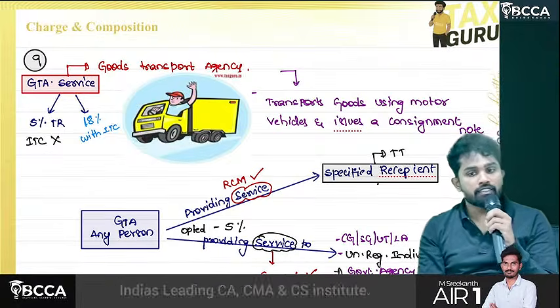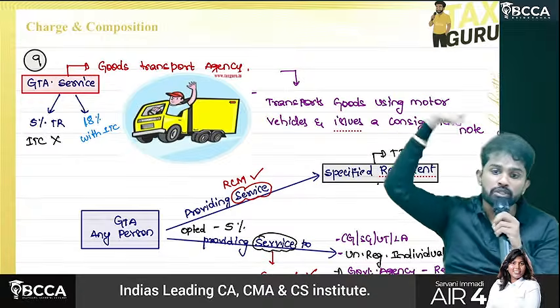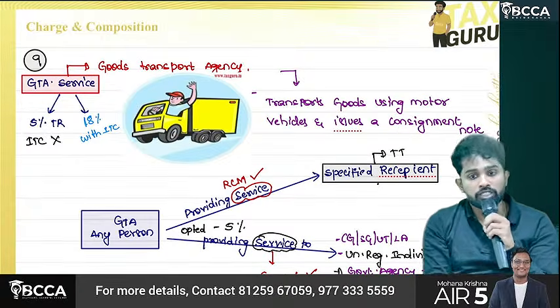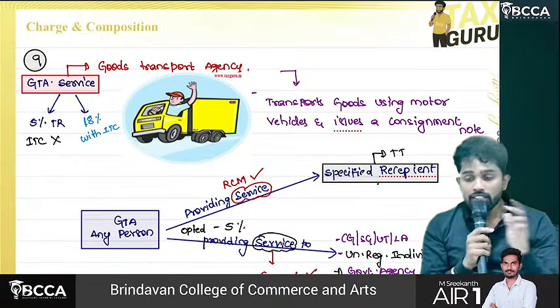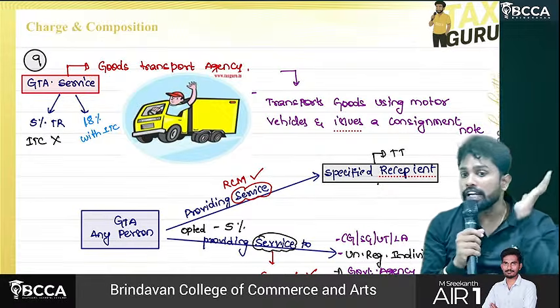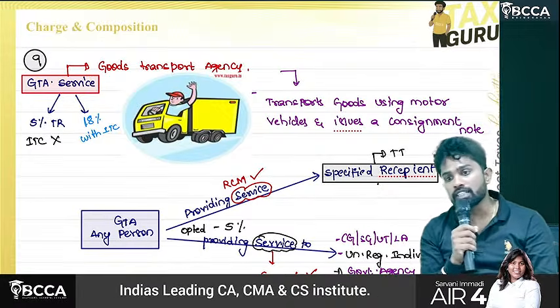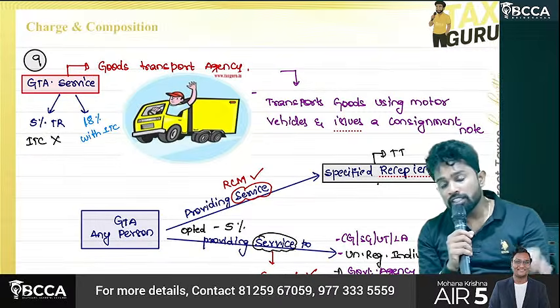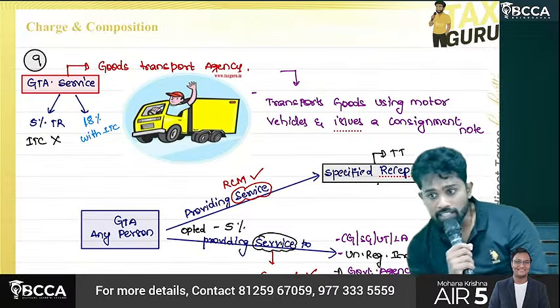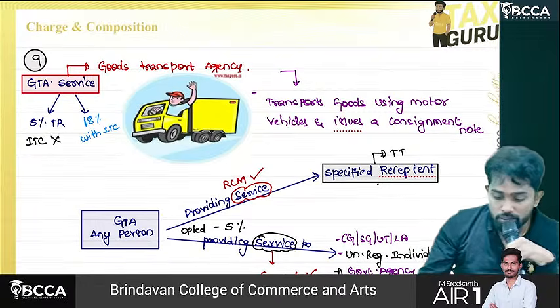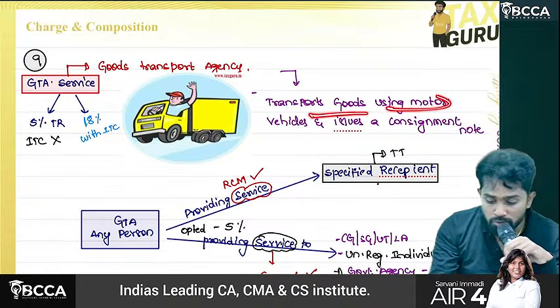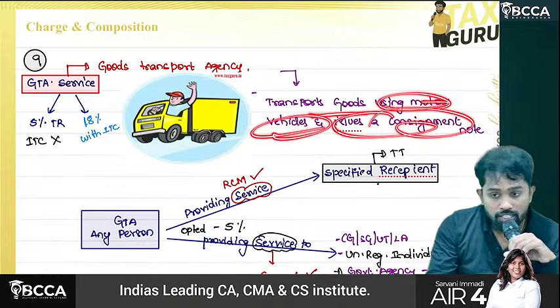So GTA service from 12 was pushed to 18. So GTA has 2 options, 5%, 18%. 5% is without ITC. If a GTA opts for 5% rate, it will not get ITC. If it opts for 18%, then it will get ITC. Goods Transport Agency transports goods using a motor vehicle and issues a consignment note.